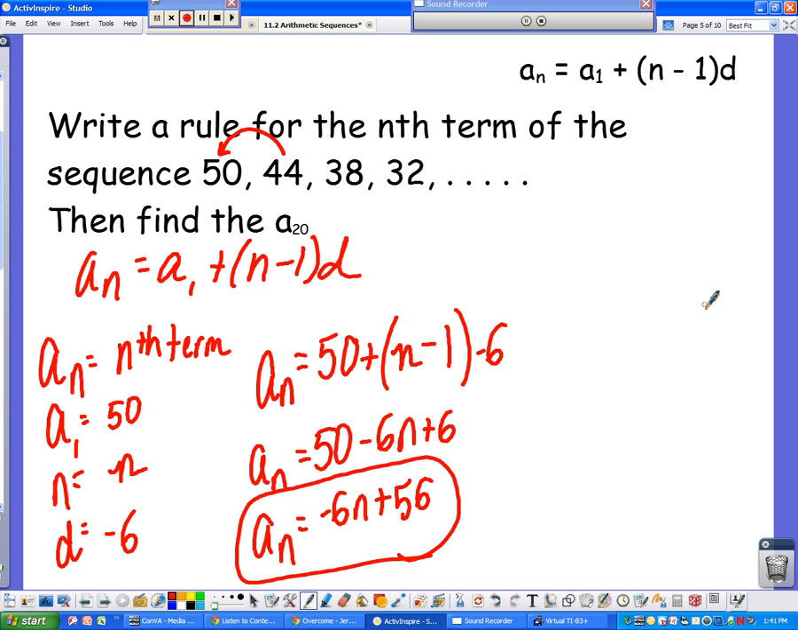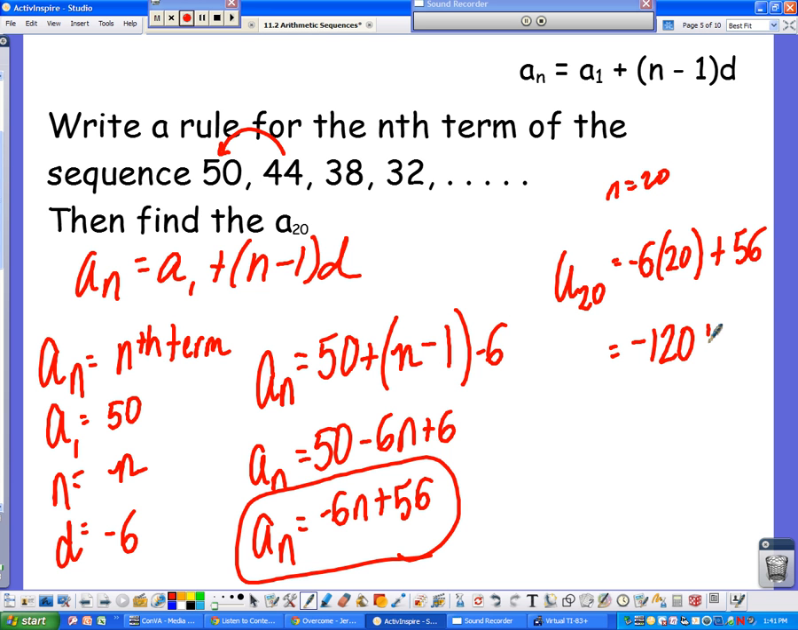So when I'm looking for a sub 20, the only thing that changes is now my n is 20, because I'm looking for the 20th term. So a sub 20 is going to be negative 6 times 20, plus 56. Negative 6 times 20 gives me negative 120, plus 56. So I find out that my a sub 20 is negative 64.